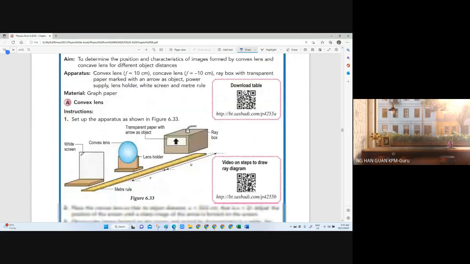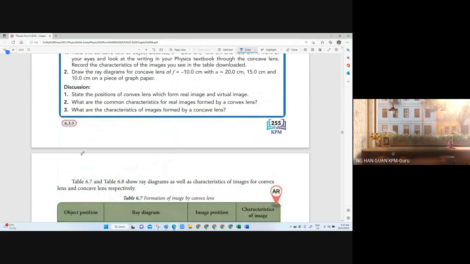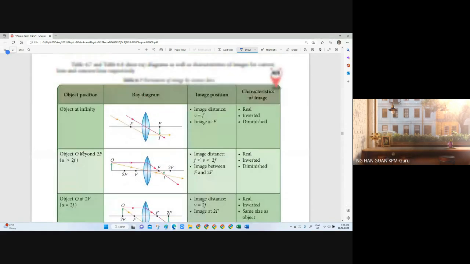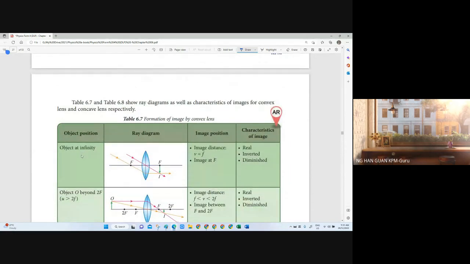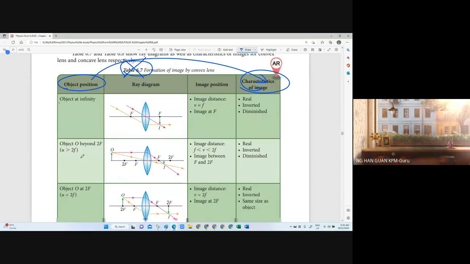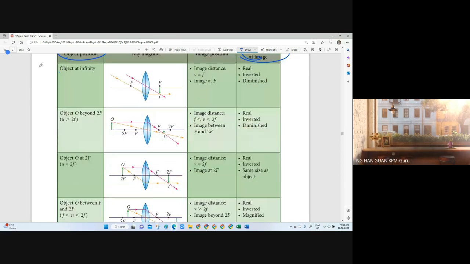And please do not try to memorize this table. Don't try to memorize this table of the different object positions and what happens to the characteristic of the image. Don't waste your time memorizing object at infinity, the characteristic of the image, real, inverted image, blah blah blah. Please, don't waste your time.